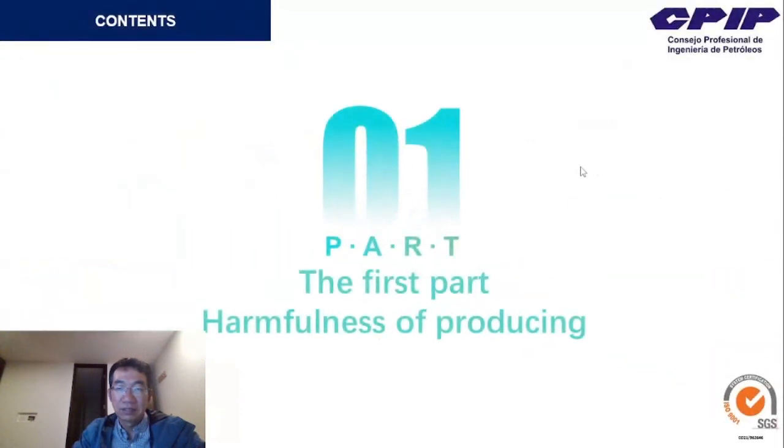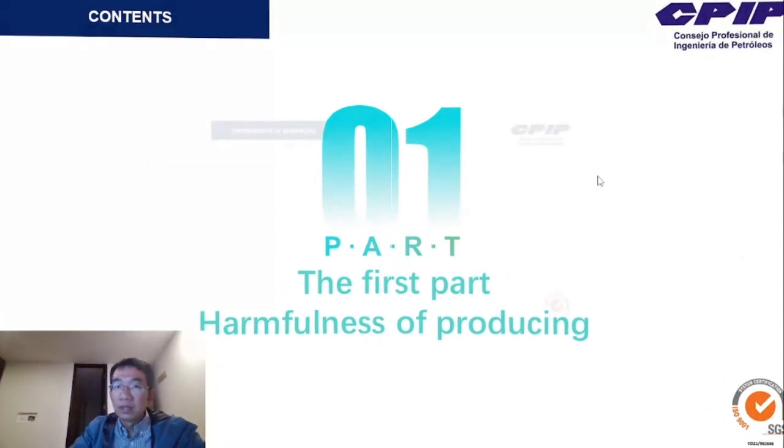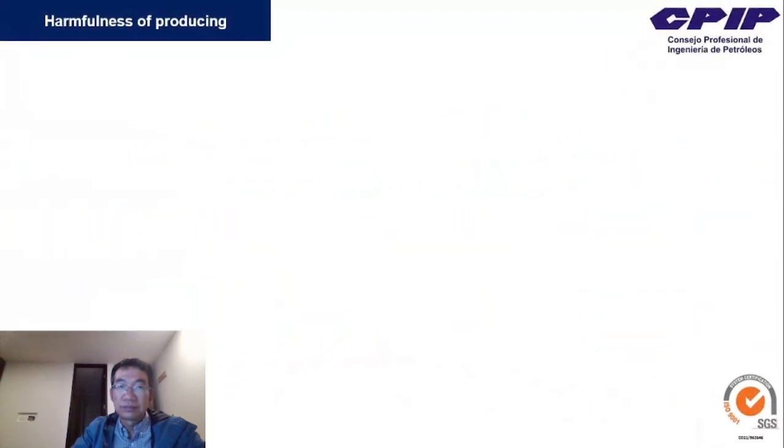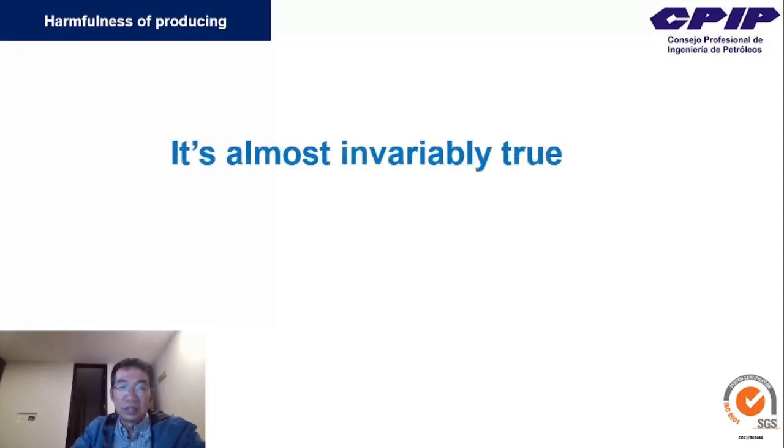So we can start with the first part, the harmfulness of sand producing. Here is a question: is it inevitable for a heavy oil reservoir to produce sand? Let me think about this question. It's almost invariably true.